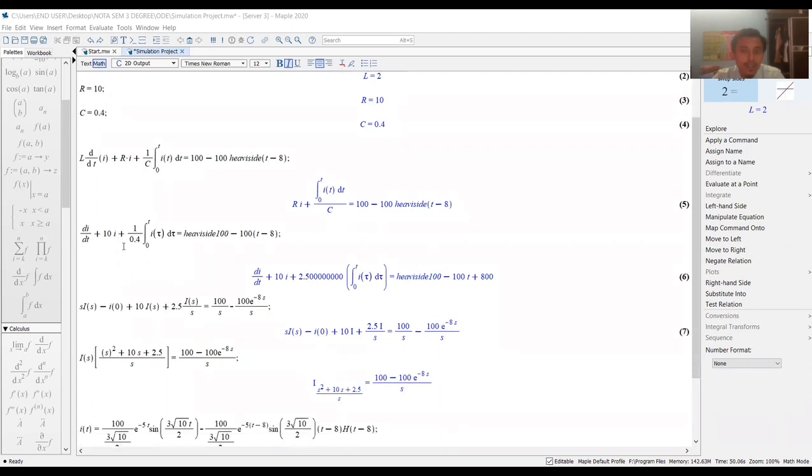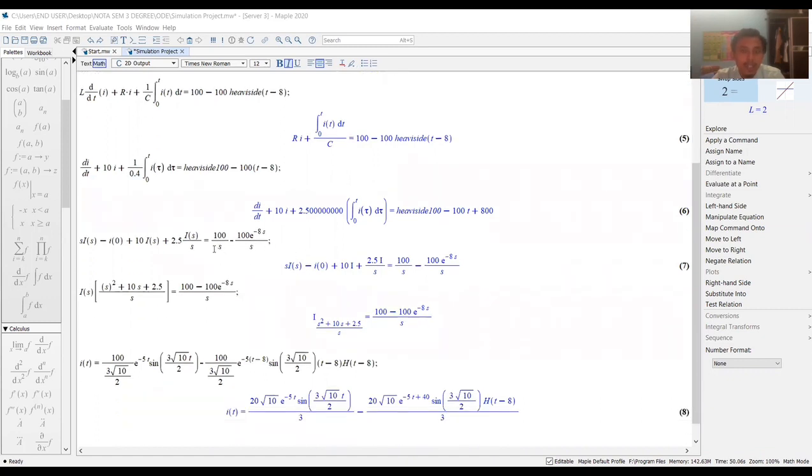And then next, for step number 5 from the simulation, di over dt plus 10I plus 1 over 0.4 integral of I(tau) d tau equal to Heaviside 100 equal to 100 in the bracket t minus 8, and we get this solution, which is di over dt plus 10I plus 2.5 in the bracket integral of I(tau) d tau equal to Heaviside 100 minus 100 t plus 800.